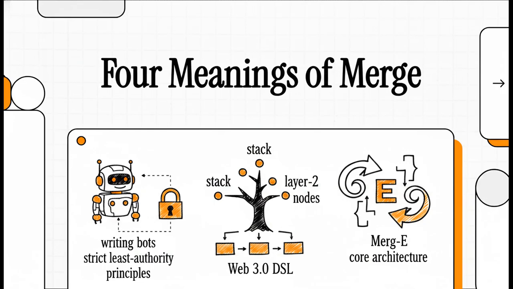Today we're taking a humble, educational look at the design philosophy behind a very specific and, honestly, a highly opinionated domain-specific language. Specifically, we're breaking down Post 24 of the Merg-E language specification series. Now, if you've been following the development of this Web 3.0 DSL for the Inundo stack, you already know it's a language built from the ground up, with strict least authority principles for writing bots and Layer 2 nodes.